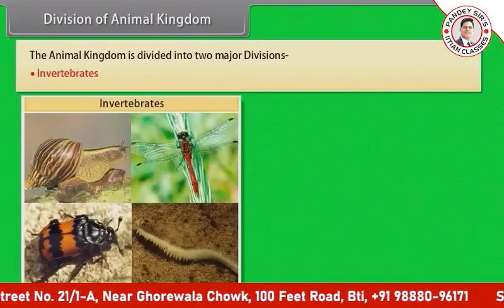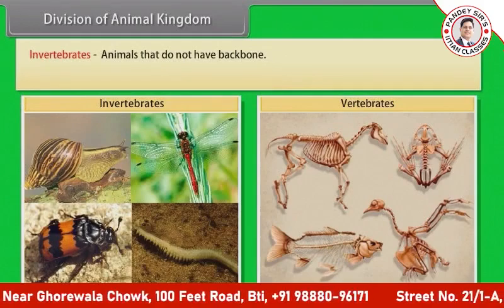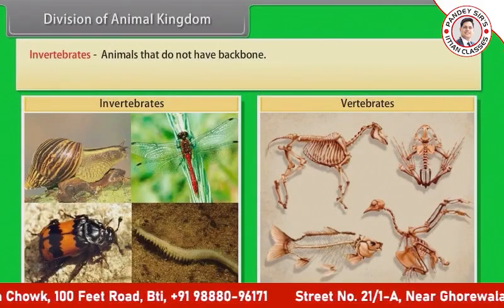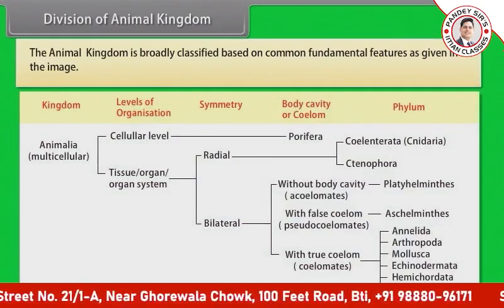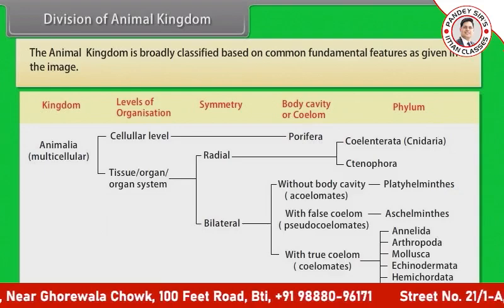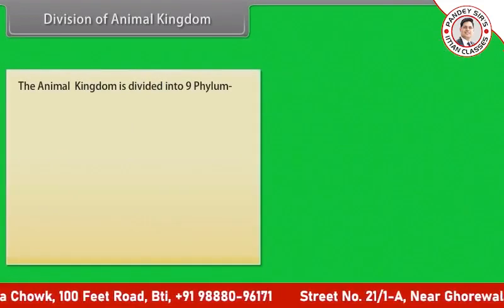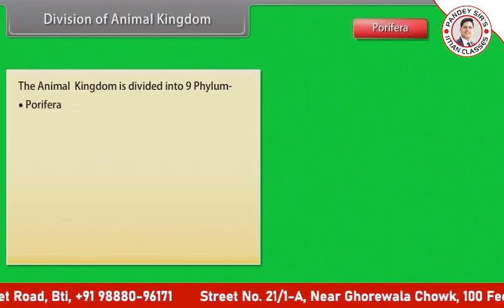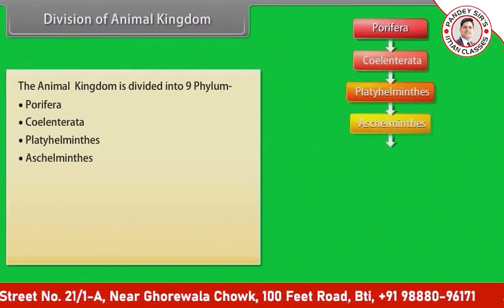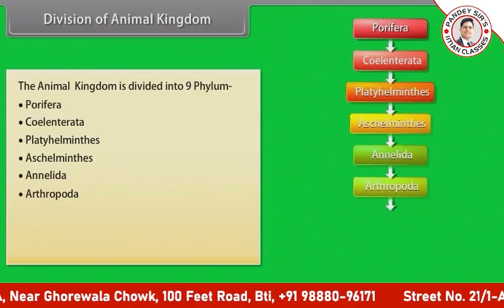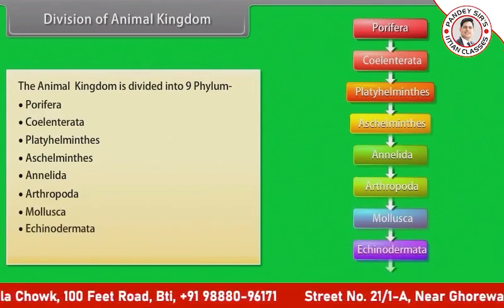Division of animal kingdom. The animal kingdom is divided into two major divisions: invertebrates and vertebrates. Invertebrates are animals that do not have a backbone. Vertebrates are animals which have a backbone. The animal kingdom is broadly classified based on common fundamental features as given in the image. The animal kingdom is divided into 9 phyla: Porifera, Coelenterata, Platyhelminthes, Aschelminthes, Annelida, Arthropoda, Mollusca, Echinodermata, Chordata.